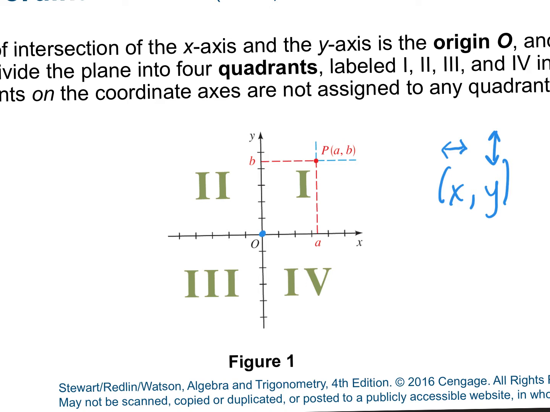So if you have a point that is in the first quadrant, what is the sign of x and the sign of y? Positive, positive, right? If you have a point in the second quadrant, what's the x and what's the y? X is negative, y is positive, good. If you have something in the third quadrant, what's the x and y? Both negative, good job guys. And in the fourth quadrant, it's positive, negative, because we go left and right, then up and down. Everybody see that?